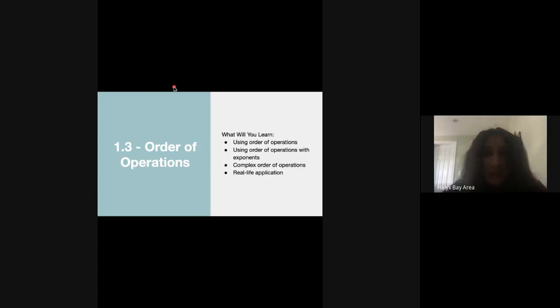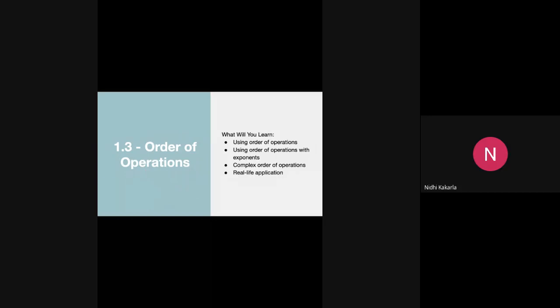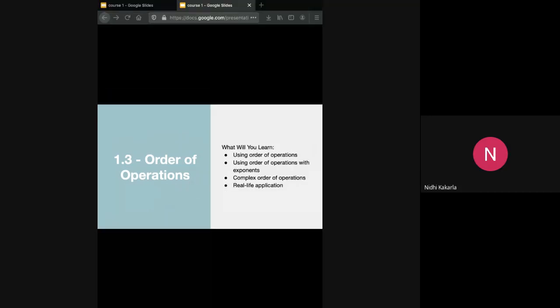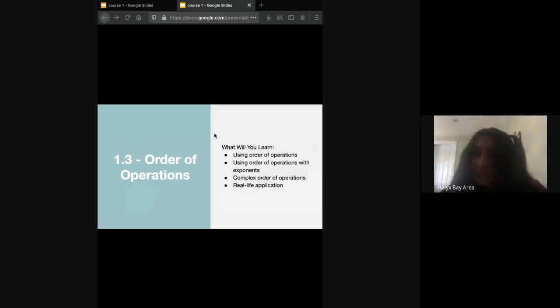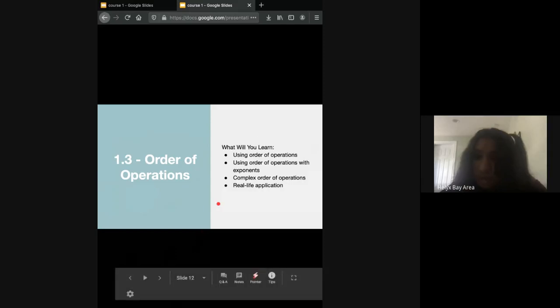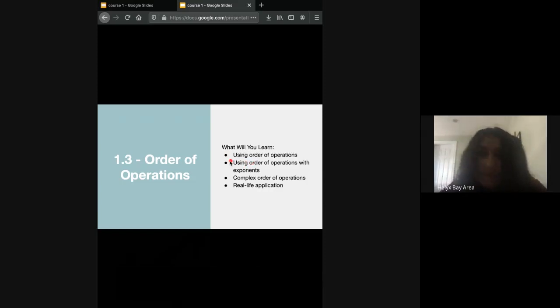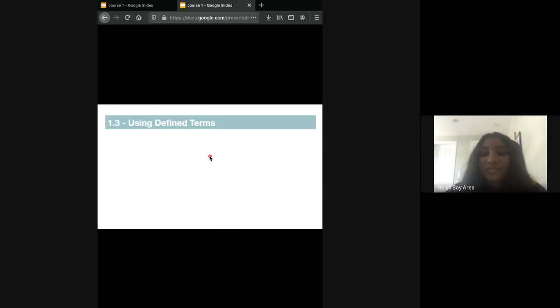Okay, now we're almost halfway there, guys, so don't worry about it. So this is our third section, which is order of operations. Okay, so what you'll learn in this is using order of operations, using order of operations with exponents, which is what we learned in our previous section, and complex order of operations, which is having multiple operations in one expression. And last but not least, our real life application. So let's go. Okay, so we have some defined terms for this section.